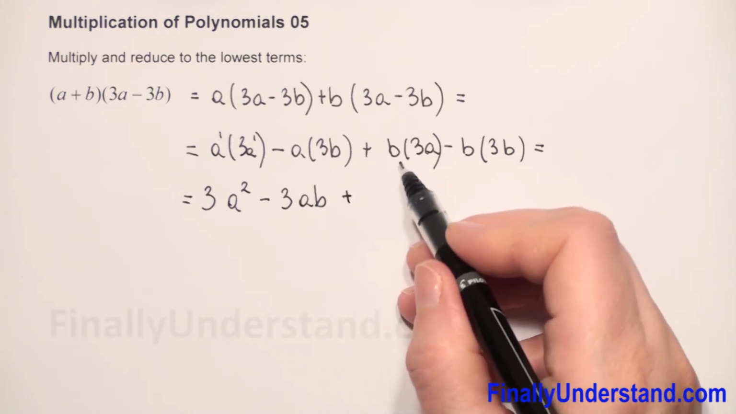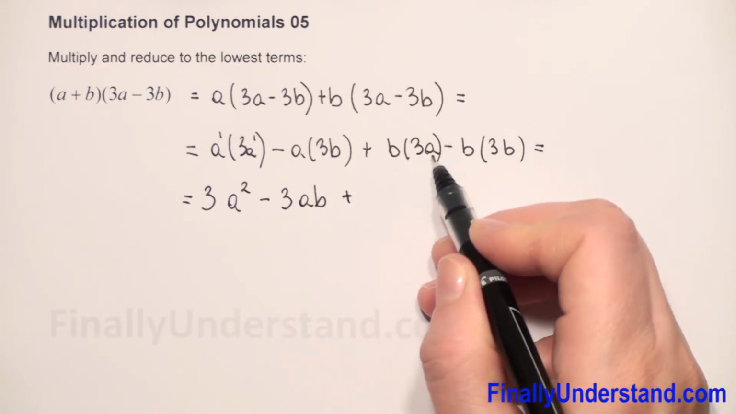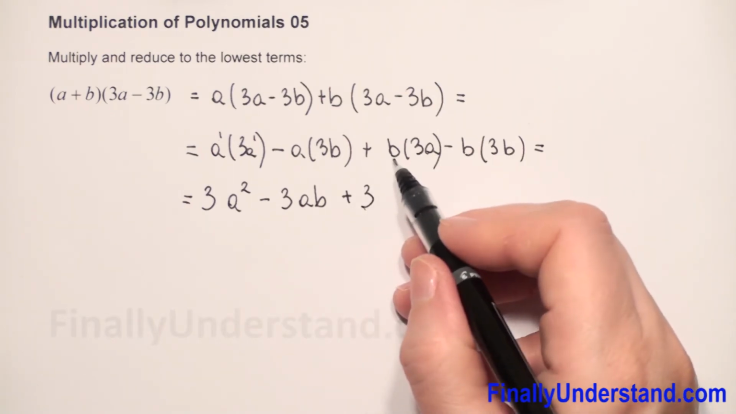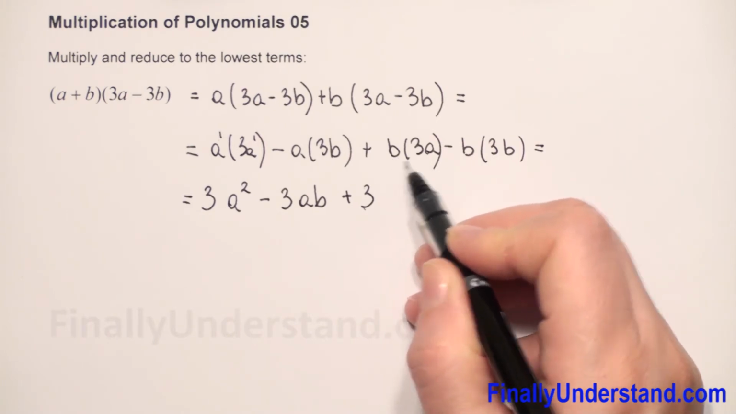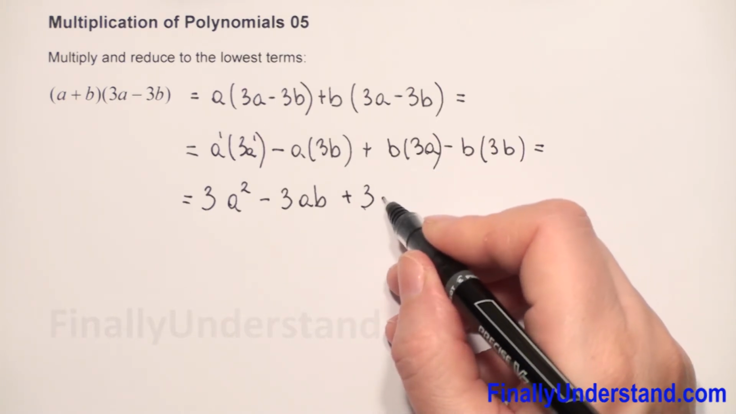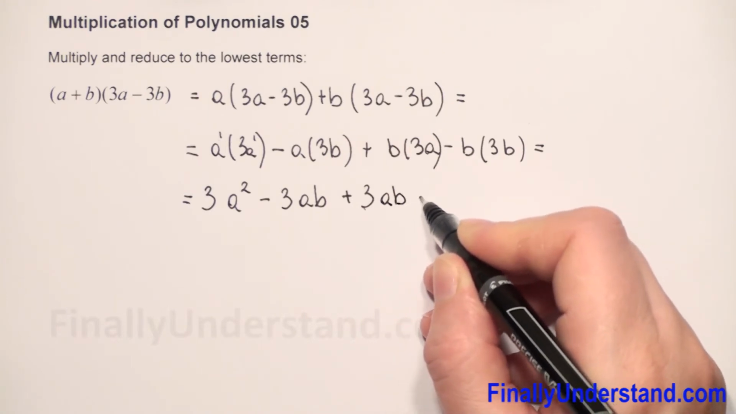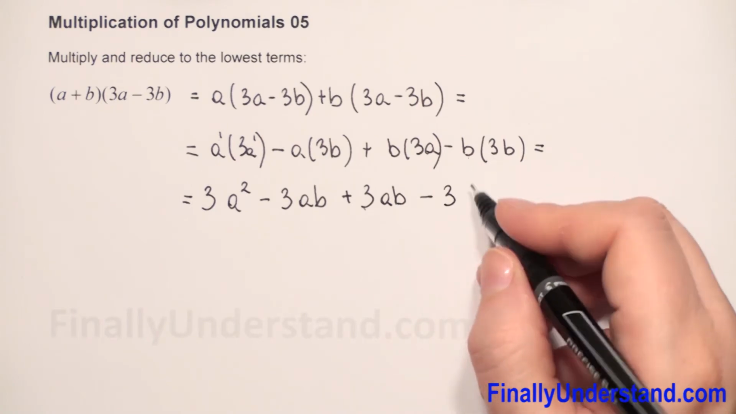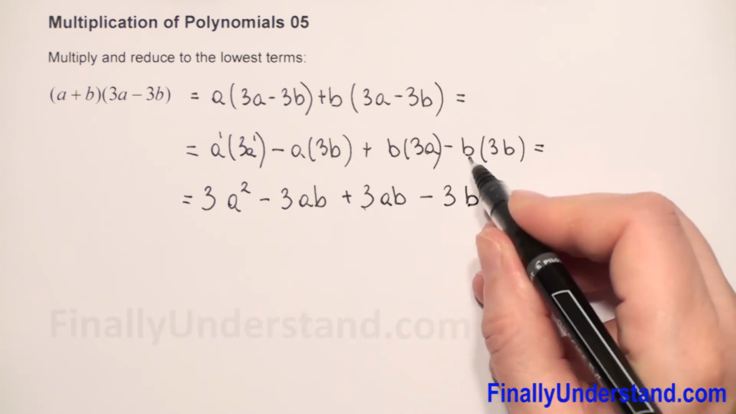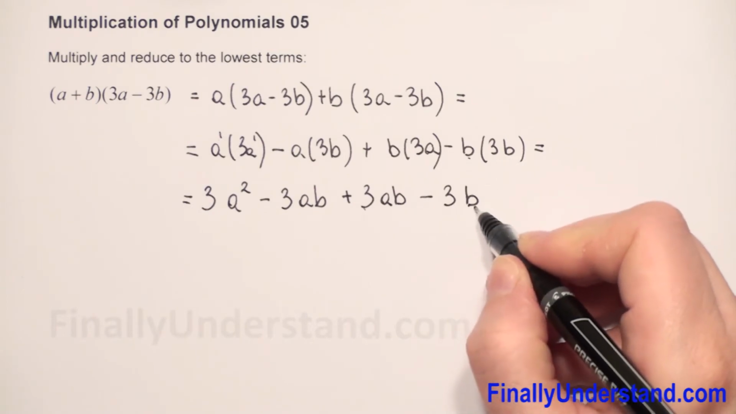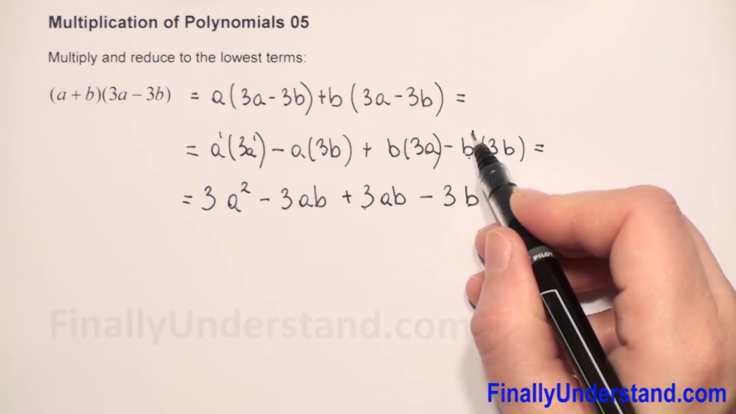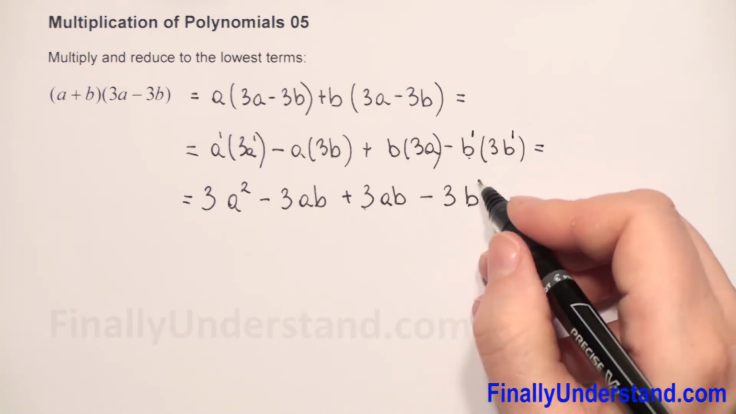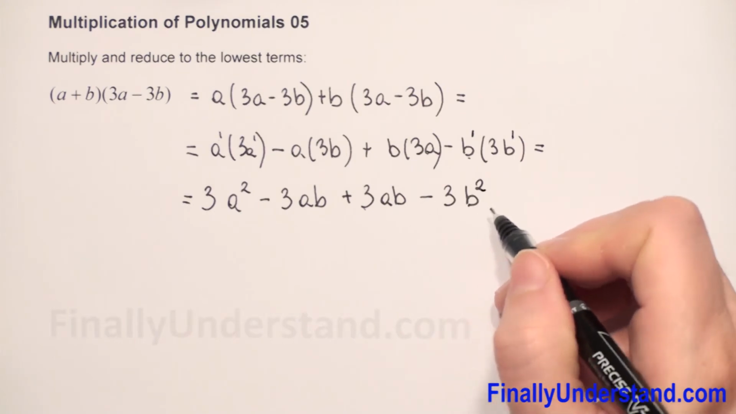so first the number 3, then ab we have to copy, and next we have plus b times 3a, so first we have to write the number, and next we have ba, and we will write variables in alphabetical order, so it will be ab. Minus b times 3b, so first the number, b times b is b squared. When we have multiplication, we copy the base and add exponents. When we don't have exponents, it's always an invisible 1. So 1 plus 1 is 2. b times b is b squared.